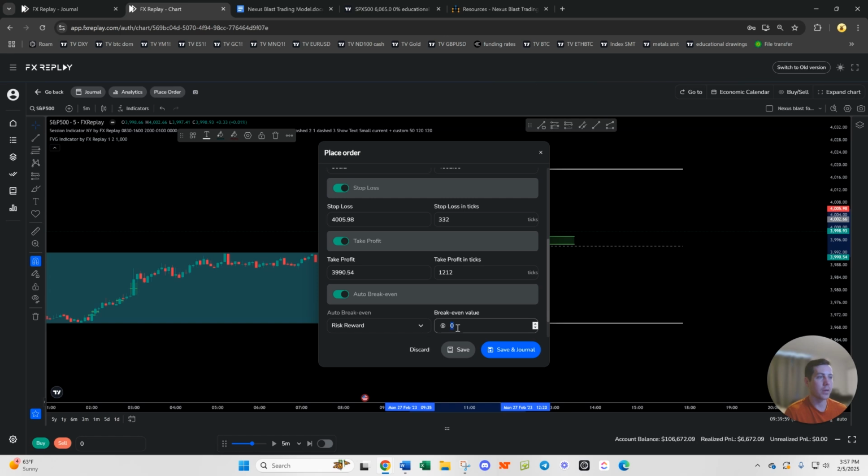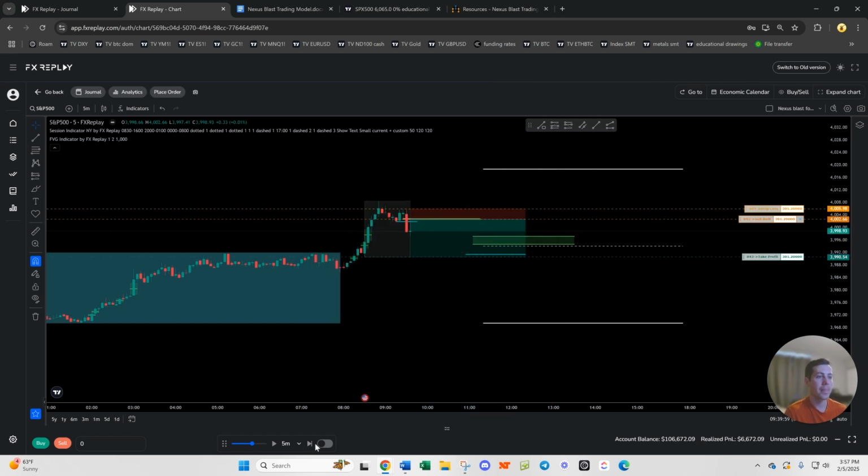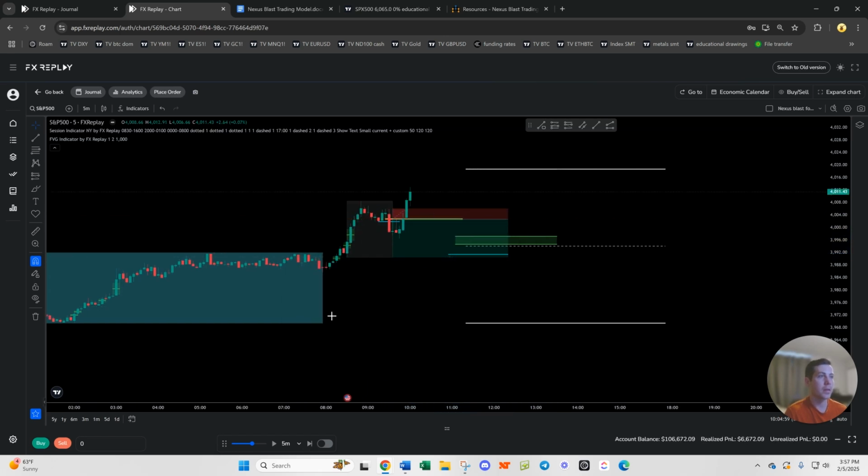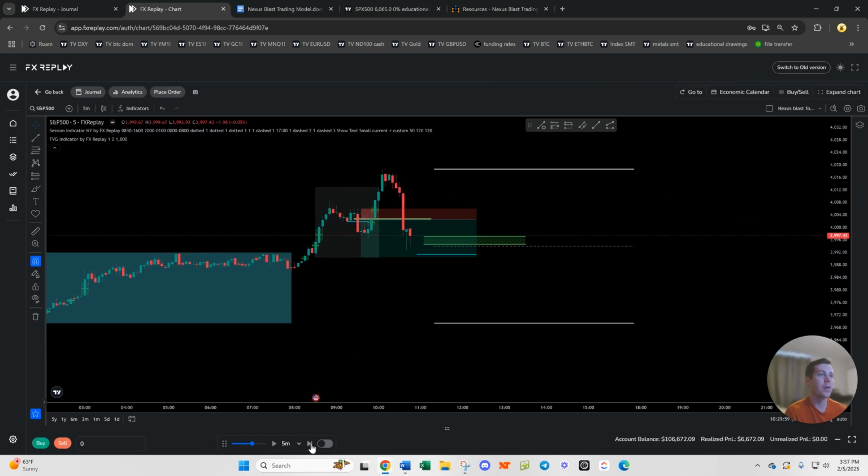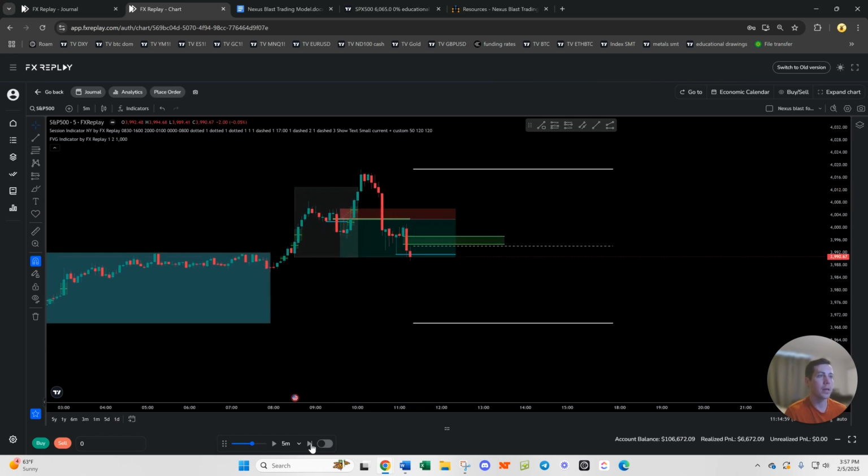Auto break even after 1R. I believe this one ends up being break even, yeah. So we went over a little 1R in our favor and then ended up being stopped at break even. And then a little bit later in the day, we had a second setup.